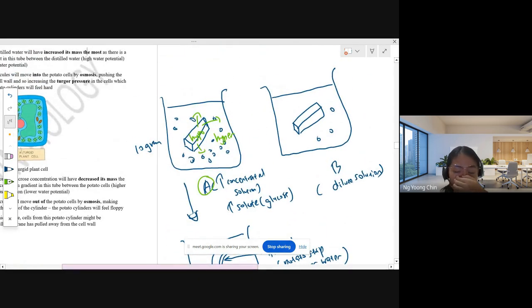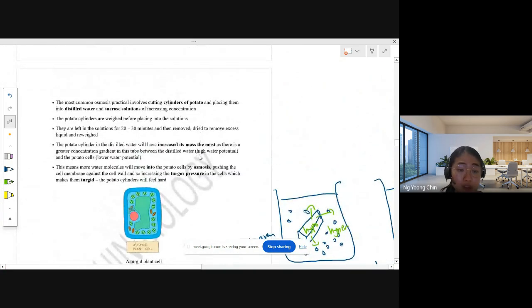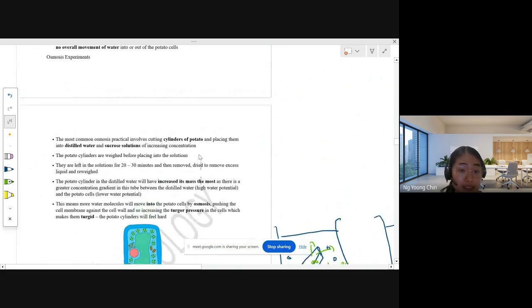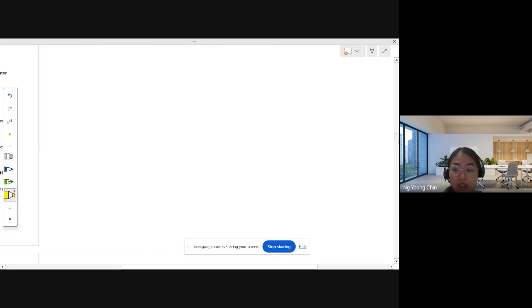So this is one of the experiments that you can do with the potato strip to study the concept of osmosis. You can see that when you place the potato strips in distilled water or sucrose solution, you compare the change in the mass of the potato strip. The potato cylinder in the distilled water will increase in mass the most. Why? Because of this concept.